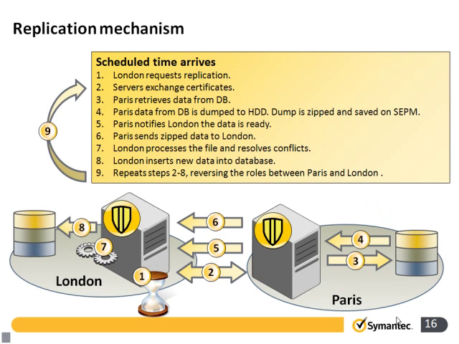So the replication mechanism, timing-wise: we have a scheduled time arrive. The London request does the replication first, then the servers exchange the certificates to ensure they're allowed to replicate the data. Then we have Paris retrieving the data from the database, and Paris data being dumped across to the disk and being zipped up and saved on the SEPM. Paris notifies the London office that the data is ready to replicate. Paris sends the zipped data to London. London processes the file and resolves any conflicts that have occurred. London inserts that new data into their database and then repeats the steps to reverse the roles between Paris and London.